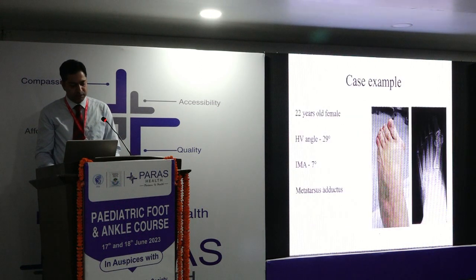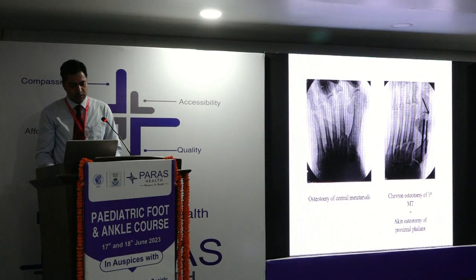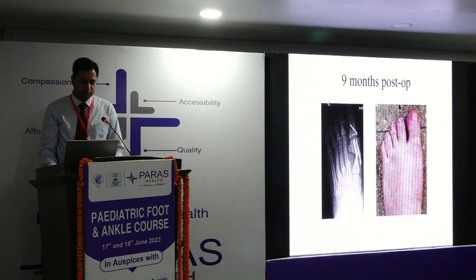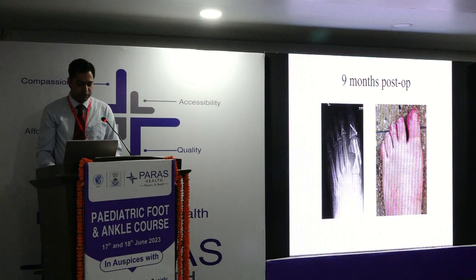So this was an example, a 22-year-old female. We can see a hallux valgus and presence of metatarsus adductus with an almost normal intermetatarsal angle. So here the osteotomy of the central metatarsals was done, and the first ray deformity was corrected by a distal metatarsal osteotomy and a Keen's osteotomy. And these are the results after 9 months, showing a satisfactory correction of the deformity and healing of the osteotomies.